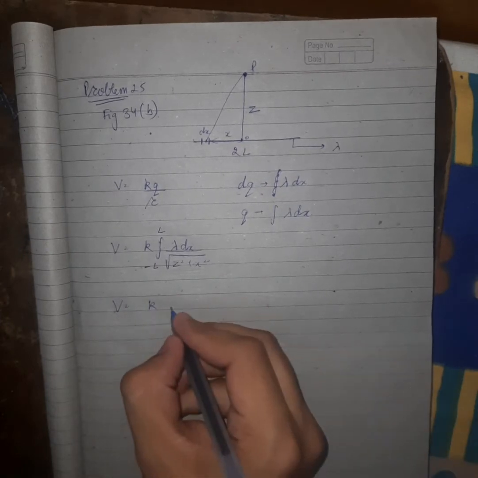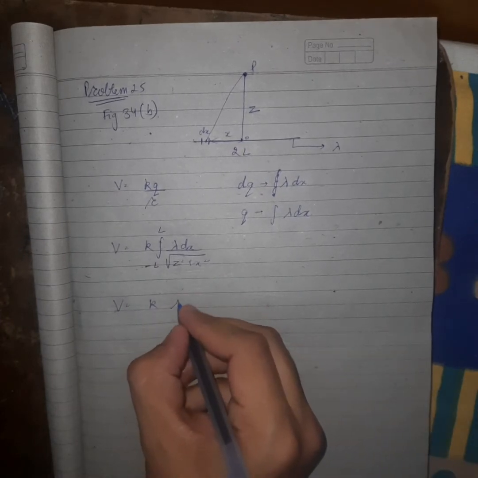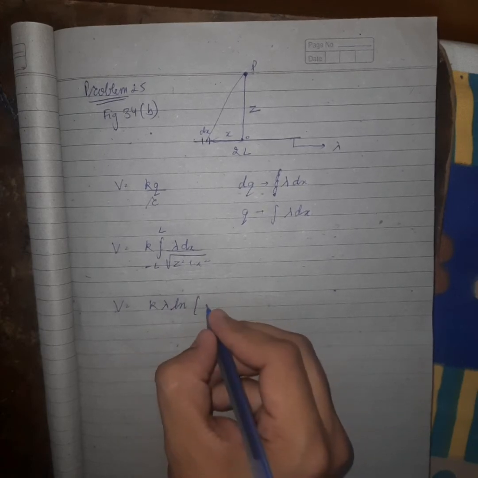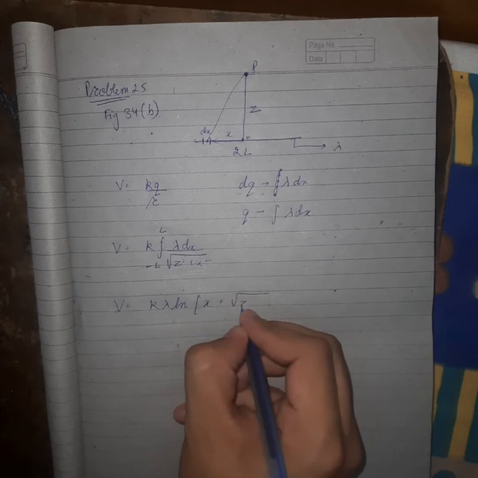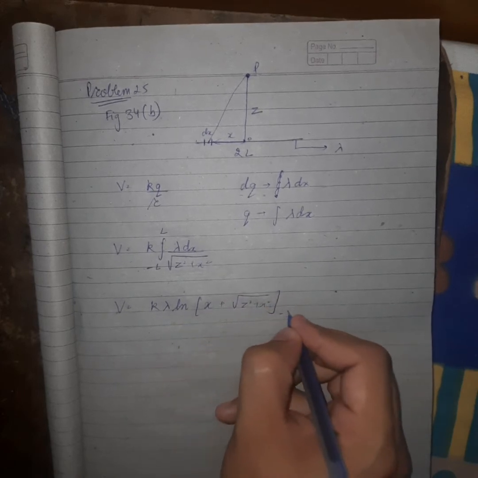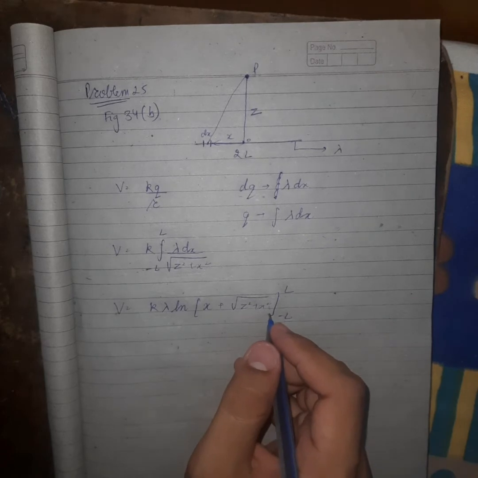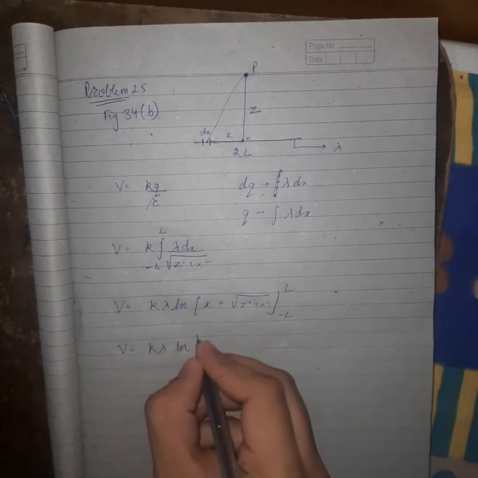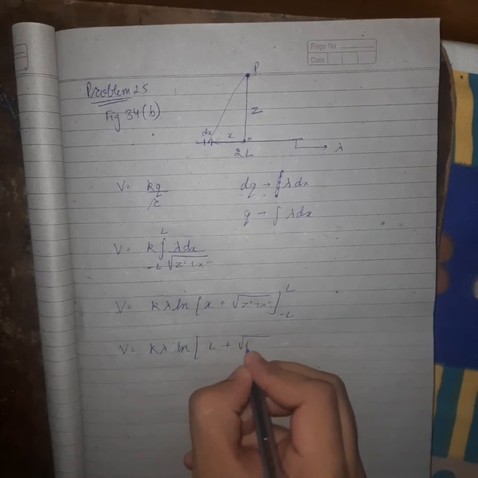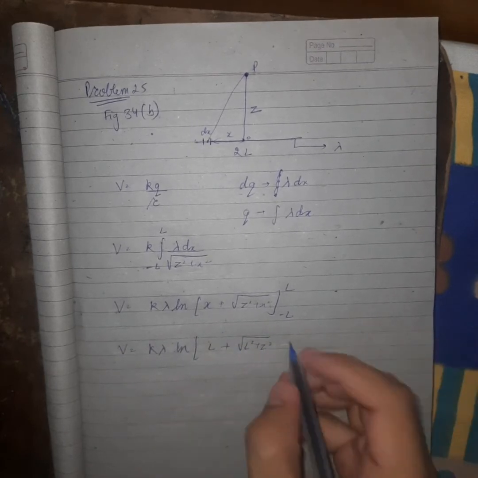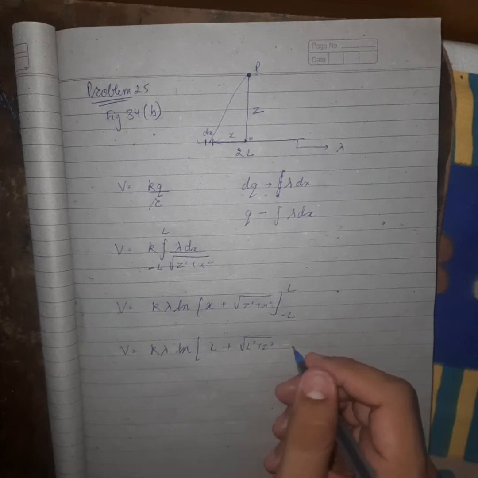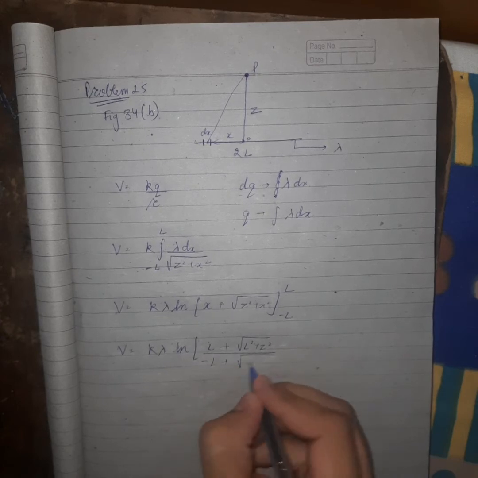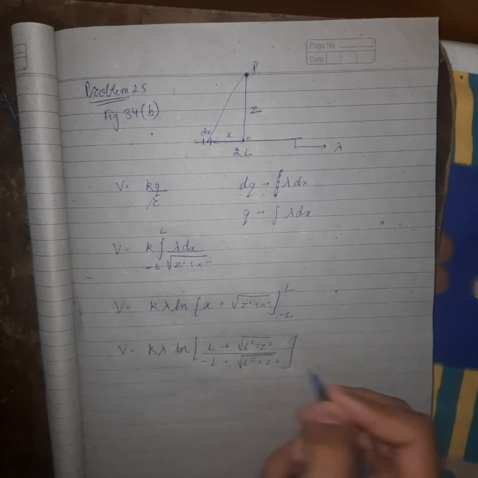So V is equal to k lambda times this integration, which has a simple formula: ln of x plus the square root of z square plus x square, from minus L to L. So now V comes out to be k lambda ln of L plus the square root of L square plus z square, upon minus L plus the square root of L square plus z square.